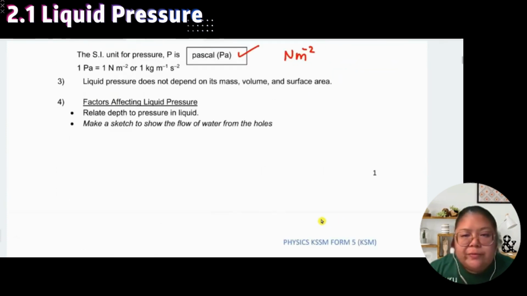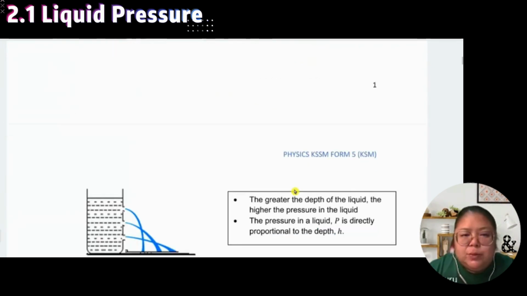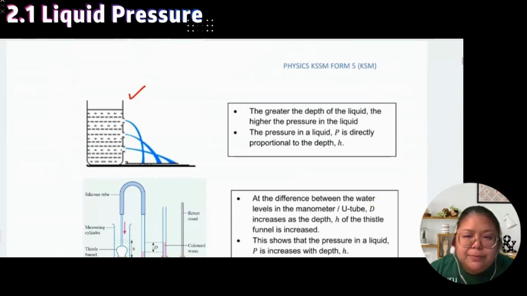There are two factors that cause the pressure in a liquid. First one must be the depth. Number two must be the density. Remember, the liquid pressure does not depend on the mass, volume, or surface area. This one is one of the activities you need to do for the project. The greater the depth, the pressure should be increasing.